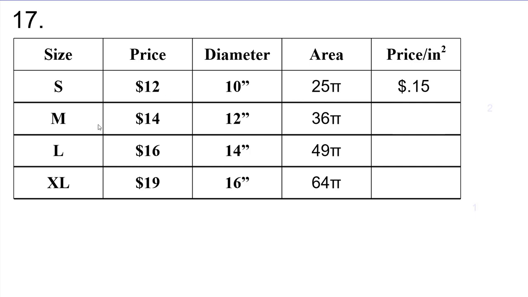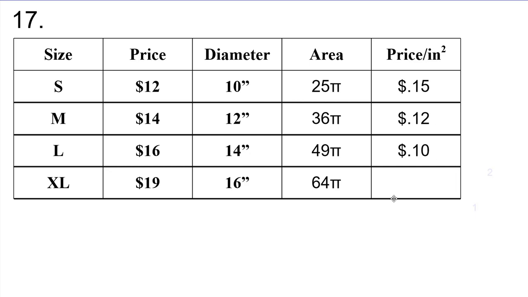So maybe you're thinking large because in the extra large it's $3 more instead of only $2 more. I don't know. Let's see. That is such an interesting question. So medium price per square inch is going to be 14 divided by 36 pi, which is approximately 12 cents per square inch. So it is cheaper. Large is going to be 16 divided by 49 pi, which is 10 cents per square inch. So that is even cheaper.